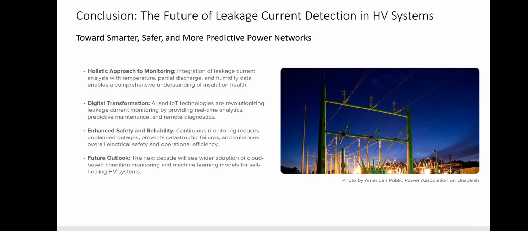The future of leakage current detection in HV systems: towards smarter, safer, and more predictive power networks. Holistic approach to monitoring, digital transformation, enhanced safety and reliability, future outlooks.